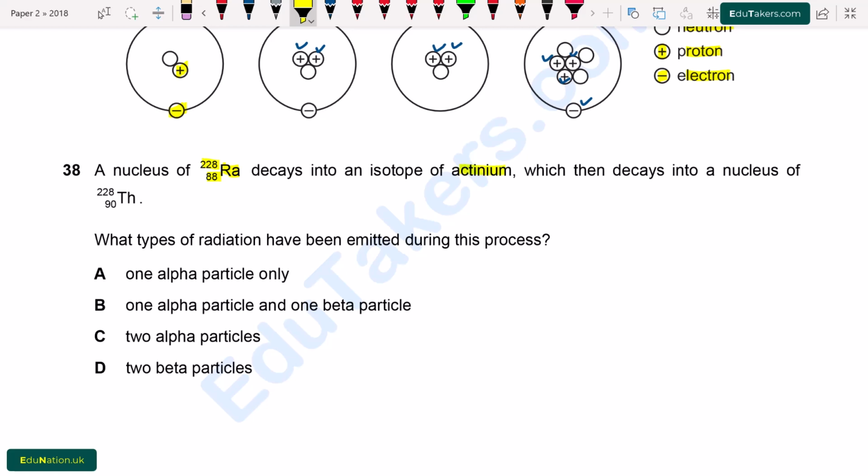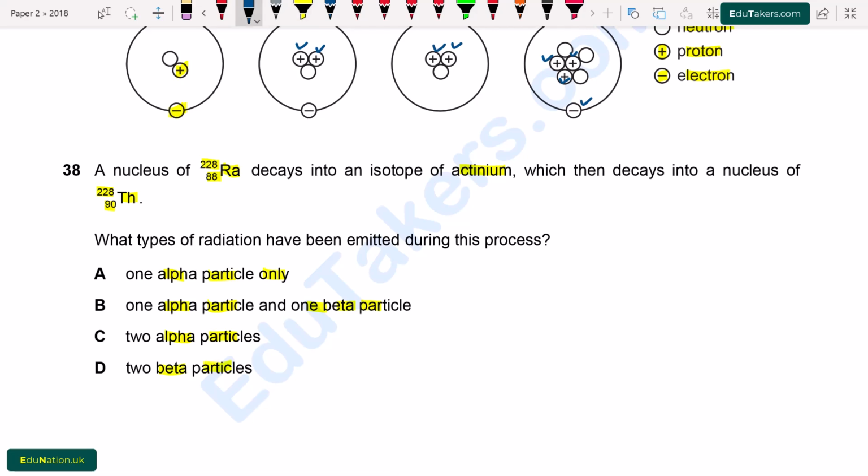actinium, which then decays into a nucleus of Th with atomic number 90 and mass number 228. Which type of radiations have been emitted during this process? Option A, 1 alpha particle only. B, 1 alpha particle and 1 beta particle. C, 2 alpha particles. D, 2 beta particles.